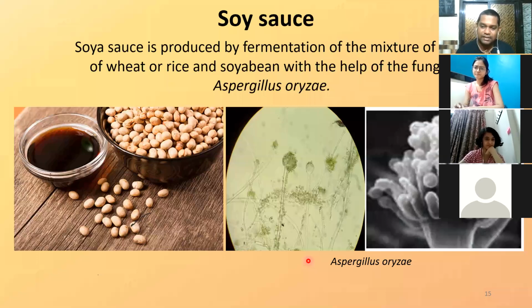Aspergillus oryzae. यहाँ पे जो नाम है oryzae, it indicates oryza. Oryza is the scientific name of rice. इसलिए इस फंगस का नाम है Aspergillus oryzae. राइस का नाम है ओराइजा सटाइवा.